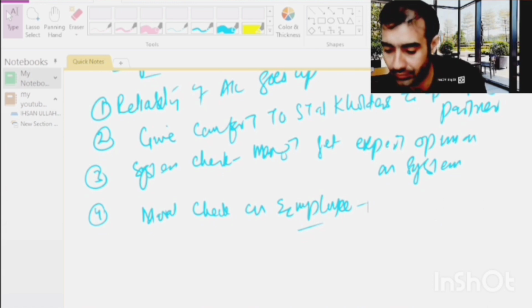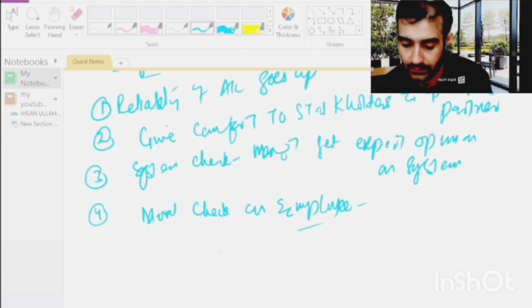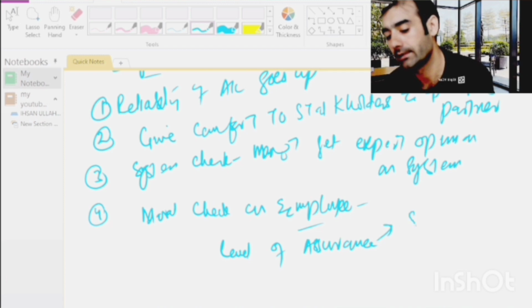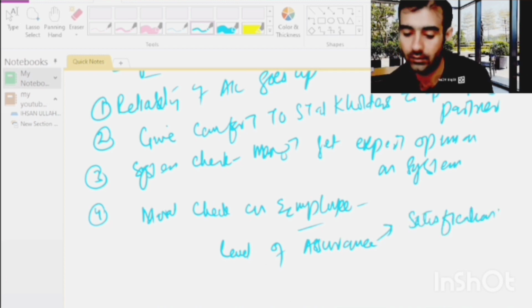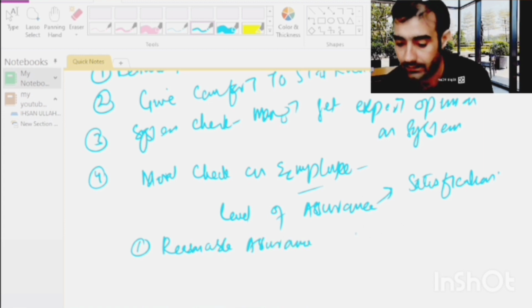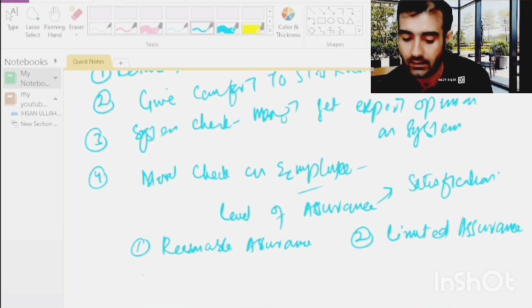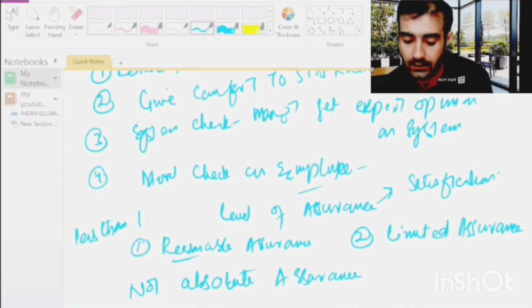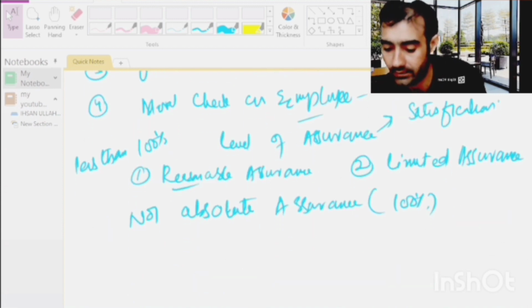We have already discussed this in the previous lecture, and in today's lecture we will look at the level of assurance. And I told you before that assurance is actually satisfaction. Okay, and there we have two types of assurance. The one is called reasonable assurance, and the second one is limited assurance. This means that we don't have absolute assurance. Reasonable assurance means less than 100%, and absolute assurance means we 100% guarantee. So in audit there is no 100% guarantee at all.